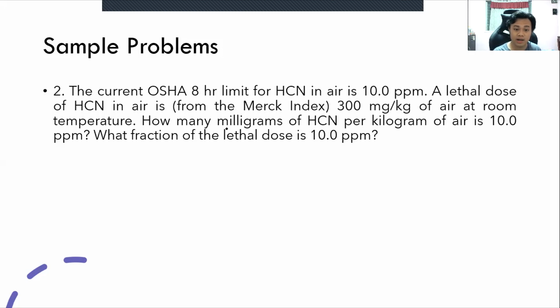So we are asked for the mg HCN per kilogram of air, and the fraction of the lethal dose. Fraction of lethal dose means we will be dividing it by 300 milligrams per kilogram later. Now we will convert the ppm to milligrams per kilogram to answer this question. We'll start with 10 ppm. So the basis, we are given the 10 ppm.